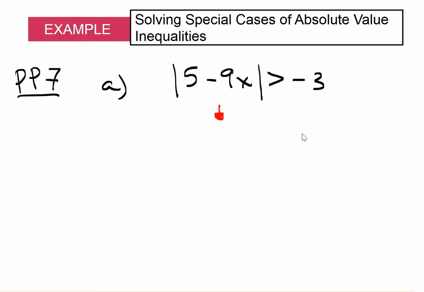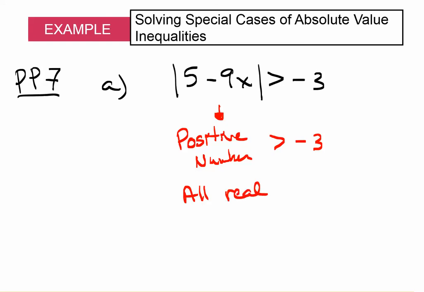And the thinking should go like this. If the absolute value is always going to return to us a positive number, when is this true? When is a positive number going to be greater than -3? Think about it in a number line. Think about all the positive numbers on a number line. And positive numbers, hey, all the positive numbers are greater than -3. Okay, so if that's the case, then we have ourselves all real numbers. So there's never a time where positive numbers will be less than -3.